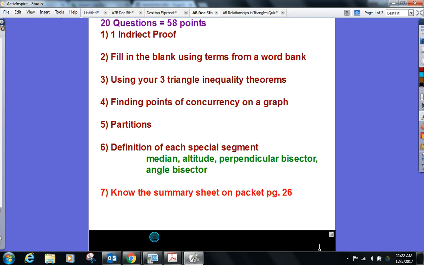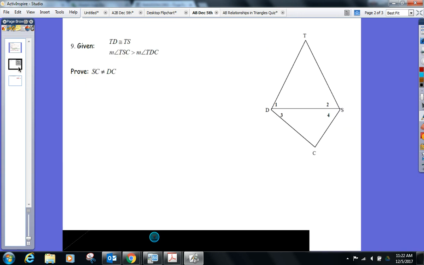Okay, first one I am going to do with you today from the packet. I want you to take a look at the indirect proof that's on question 9. I am not going to do this indirect proof with you right now. I just want to make sure you're clear on a point here because it's something we haven't seen when we did the indirect proofs, and I just want to make sure you're okay.